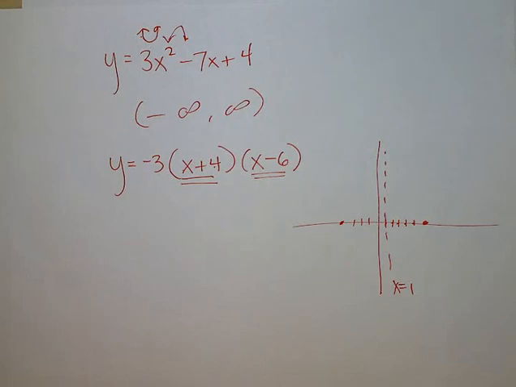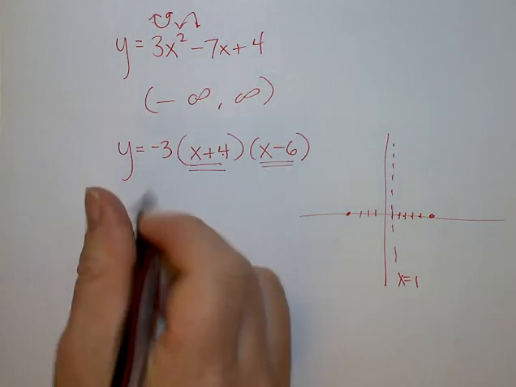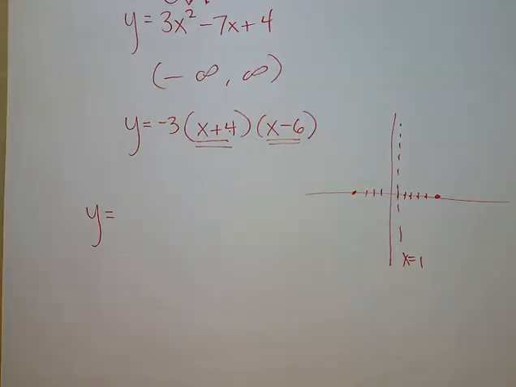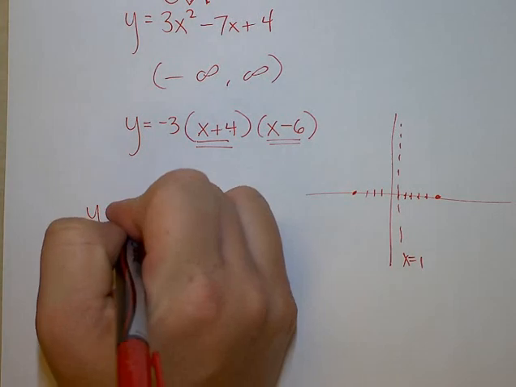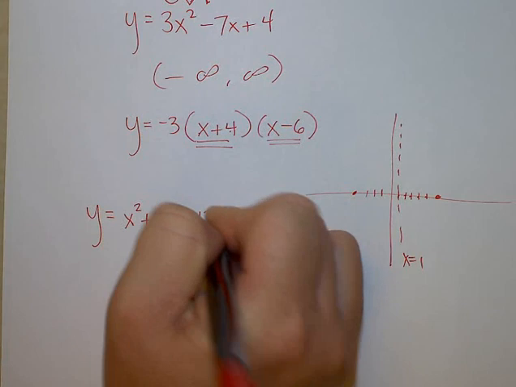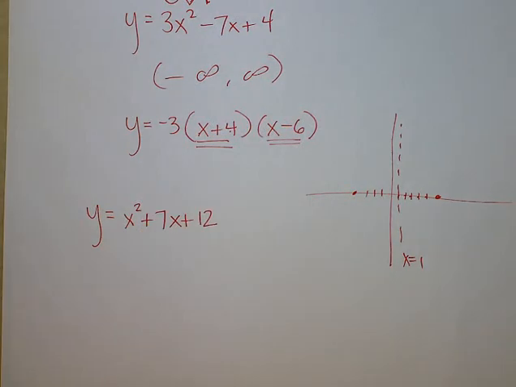All right, your next one is, what is the vertex of this function? It's in standard form. Y equals x squared plus 7x plus 12. What is the vertex? You have 40 seconds. Begin.